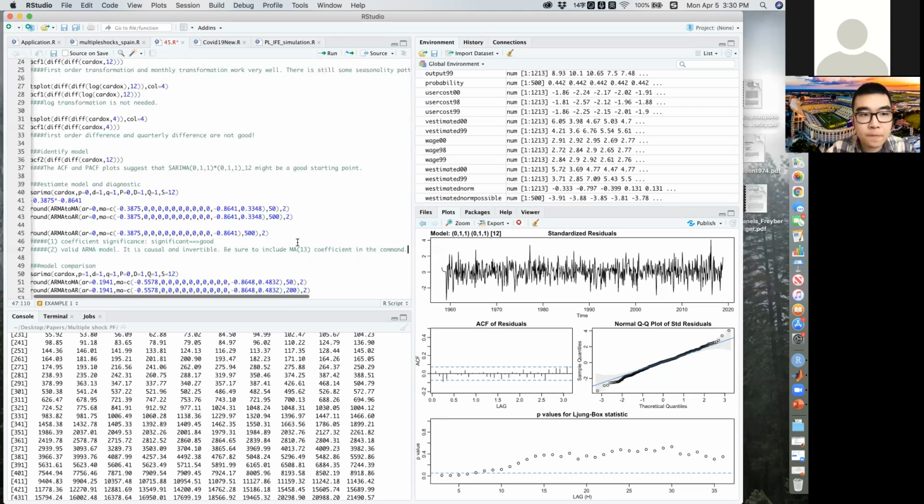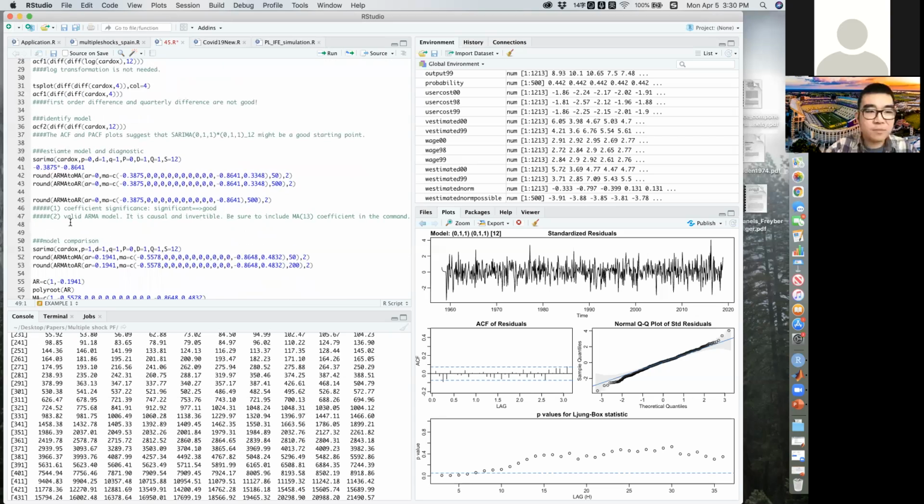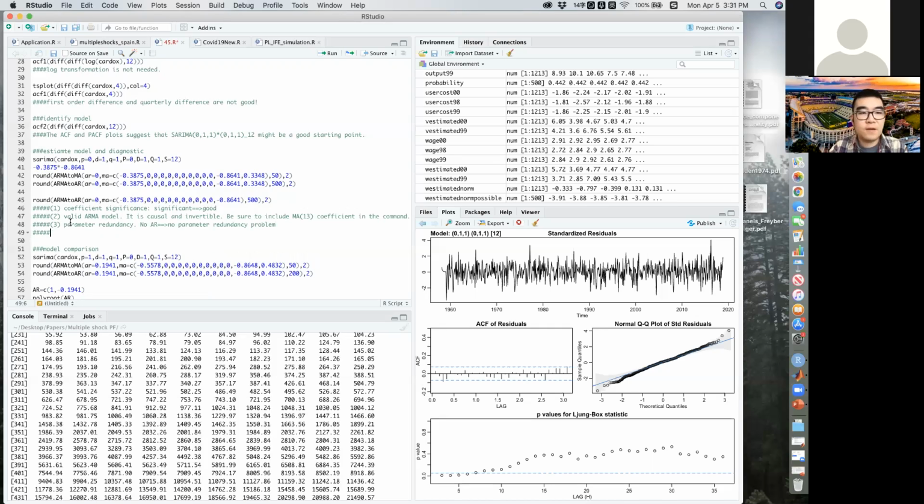Right, so that's check number 2, and let's do check number 3. Check number 3 is to check the parameter redundancy. Because this model does not have an AR part, this is of course the most simple model. There's no parameter redundancy problem here. So no AR implies no parameter redundancy problem. Okay, very good. And number 4, let's check the residual plots.